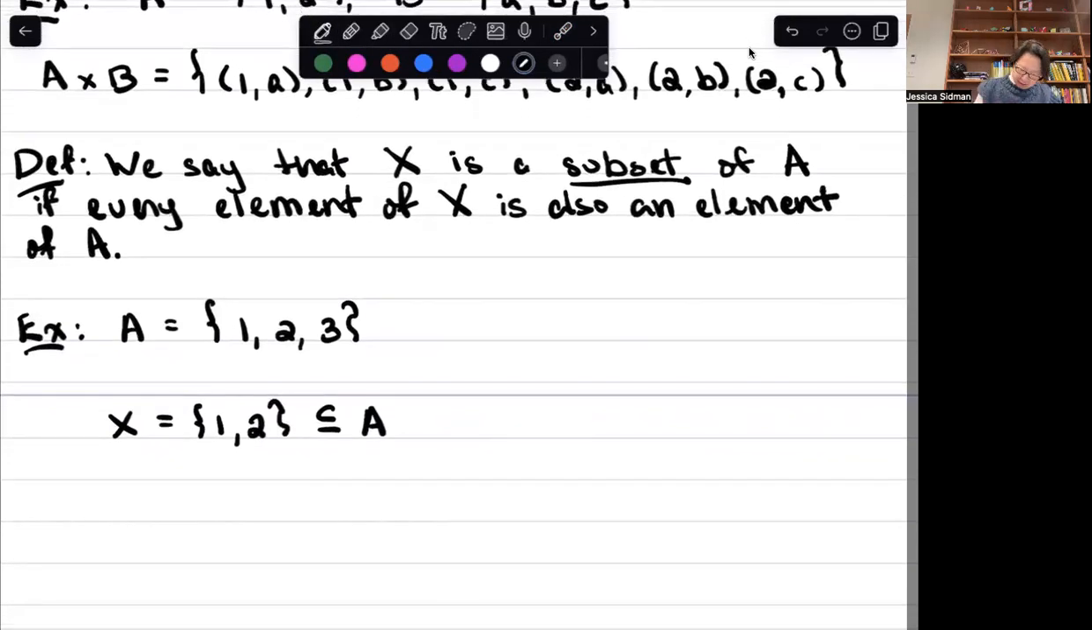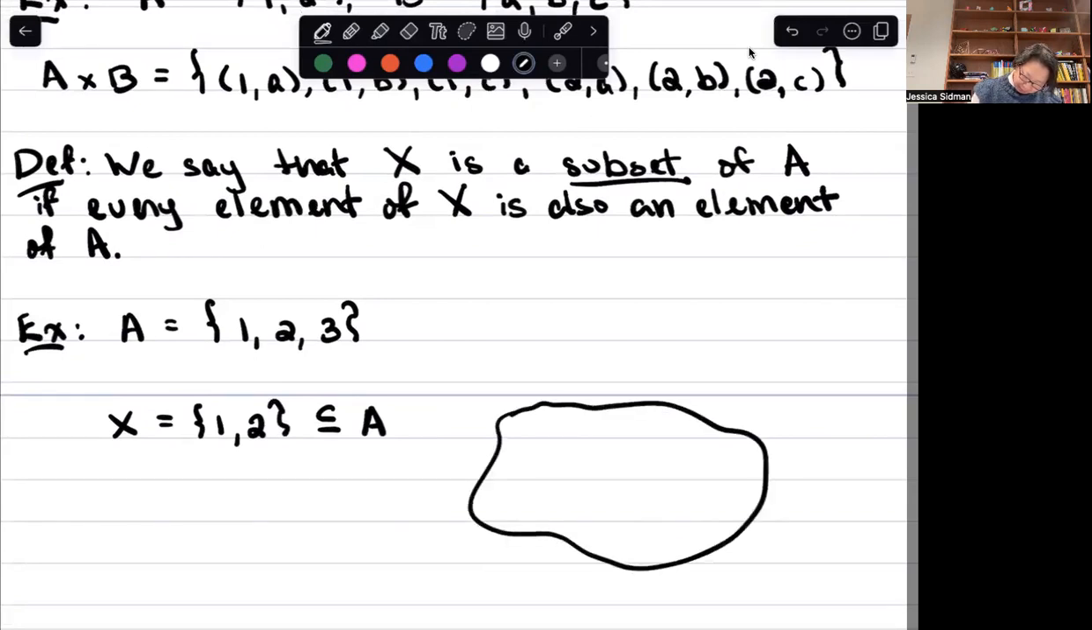Sometimes a picture might help. I can think of my big set A as being a big blob, and X is a subset of A if it's contained in the bigger blob. Okay, so that's what the picture might look like.